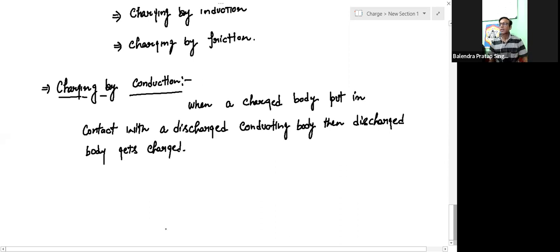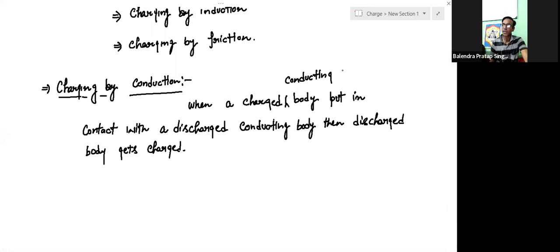Okay. So when I charge, it's better to use a charged conducting body. I will discuss what this word conducting means. Conducting means there is easy flow of electrons. So if a charged conducting body is put in contact with a discharged conducting body, then the discharged body gets charged.